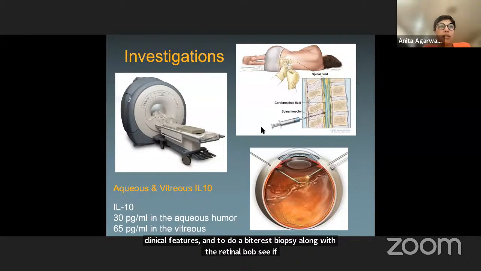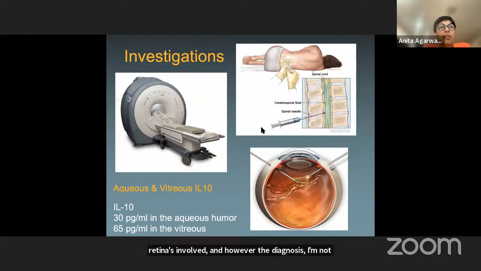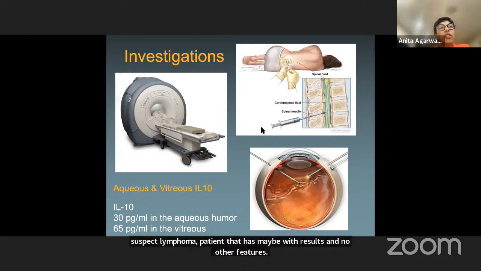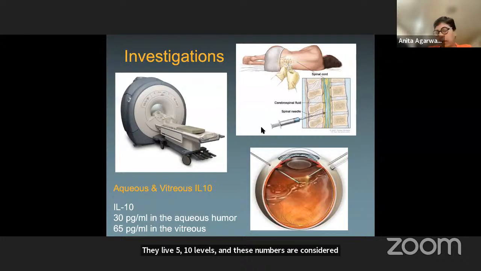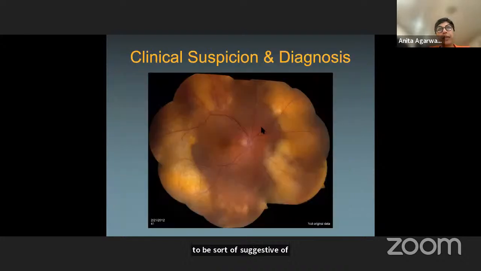I've never used IL-10 levels, but I know Dr. Pulido uses them a lot, and I think other people use IL-10 levels from the anterior chamber to see if you can suspect lymphoma in a patient that has maybe vitreous cells and no other features. They look for IL-10 levels, and these numbers are considered suggestive of intraocular lymphoma: 30 picograms per ml in the aqueous and 65 in the vitreous.